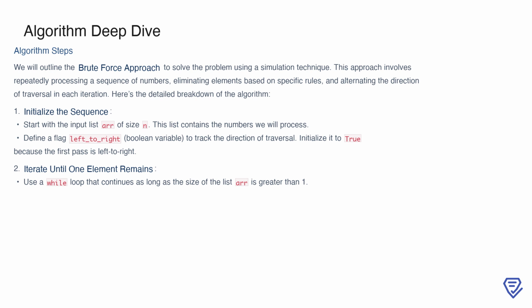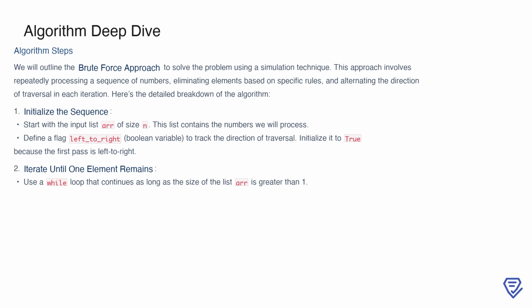To approach the elimination game problem, we first consider a brute force solution that simulates the elimination process step by step. The algorithm begins by initializing a sequence, which is simply the input list of numbers ranging from 1 to n. Alongside this, we define a Boolean variable called left_to_right to track the direction of traversal during elimination. Initially, this flag is set to true, indicating that the first pass will eliminate elements from left to right.